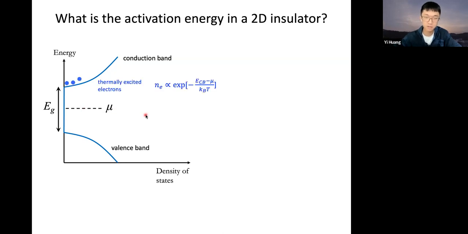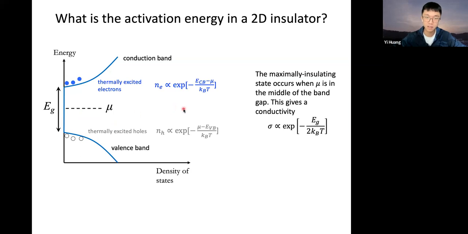If you have a finite temperature, then you can have thermally excited electrons, where the concentration of electrons is proportional to the exponential of minus the distance between your chemical potential and the band edge. You can also have thermally excited holes, and the carrier density is likewise proportional to the exponential of minus the distance between your chemical potential and the valence band edge.